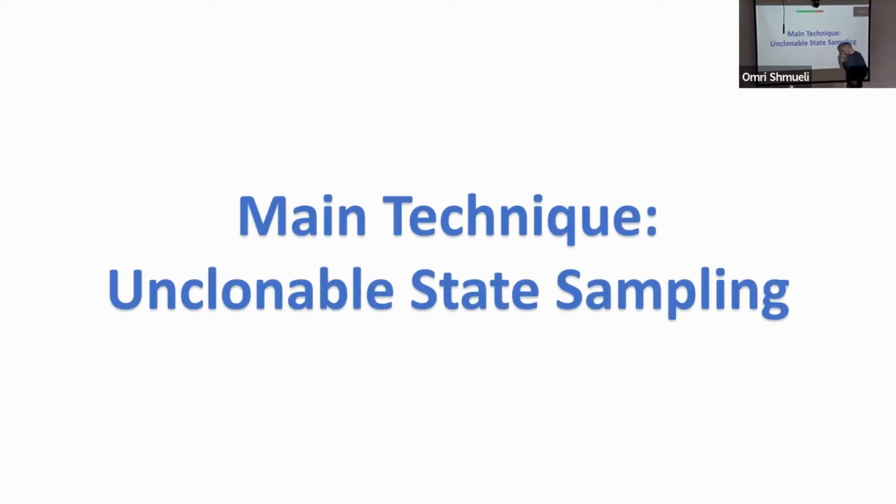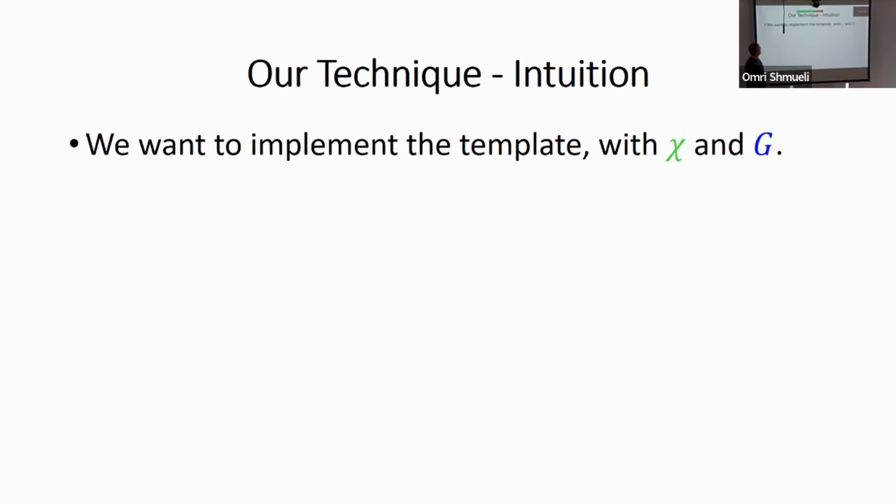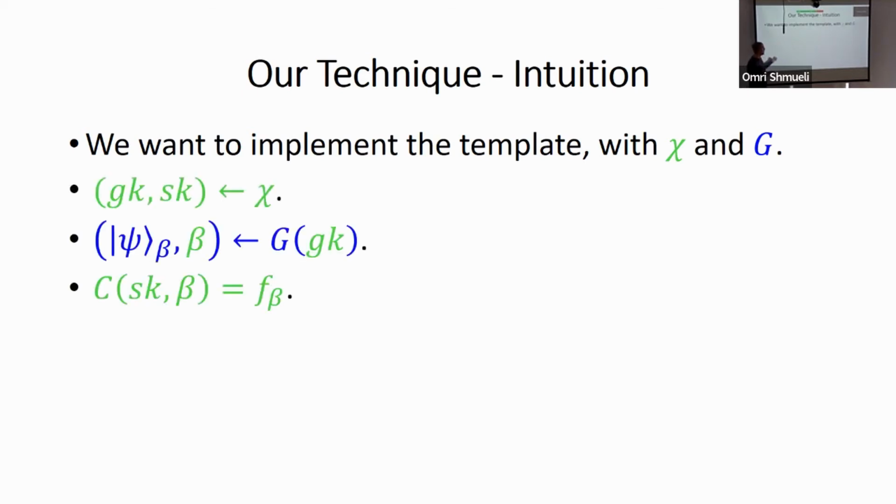Okay, so now we start with our article. We want to implement this template, with the same notations and the same general structure. The generation key is sampled as a generation secret key, and these notations don't really tell us a lot. It is a kind of structure, but it's not enough to tell us what properties we want from these algorithms in order to achieve our goal.